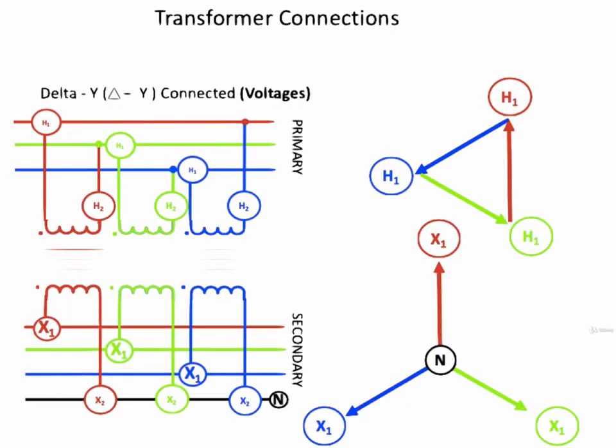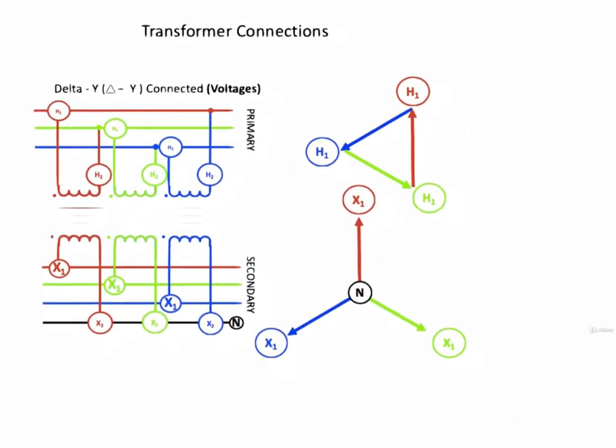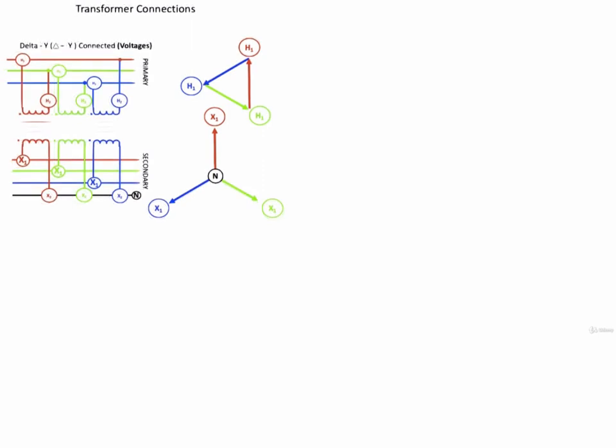I now want to develop a per phase and a per unit equivalent circuit for this type of connection. So I'm going to return to my voltage phasors here momentarily, and I'm going to shift everything up to the upper left to make some room for my equations, and we'll see where that takes us.